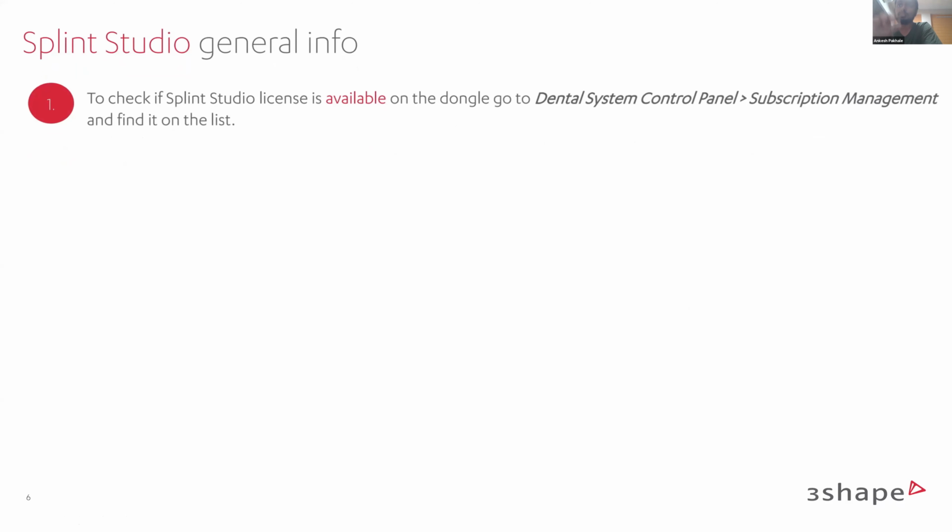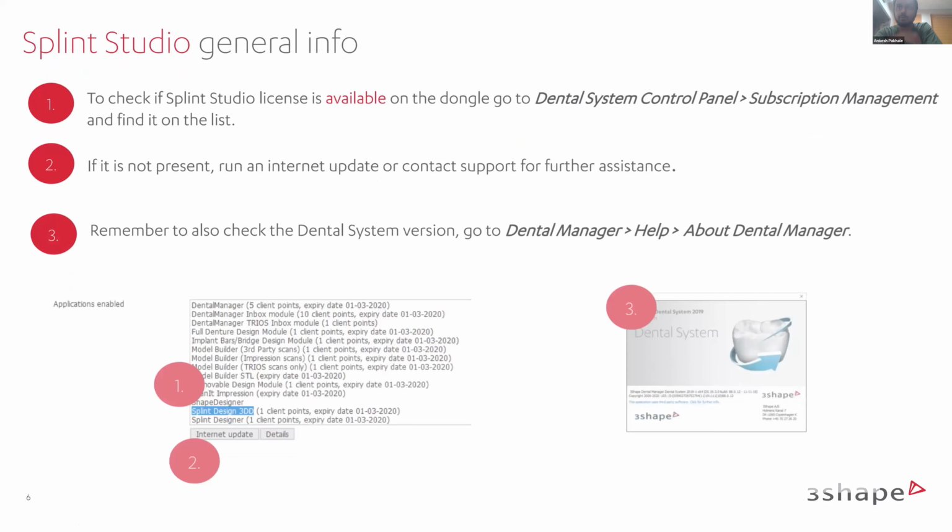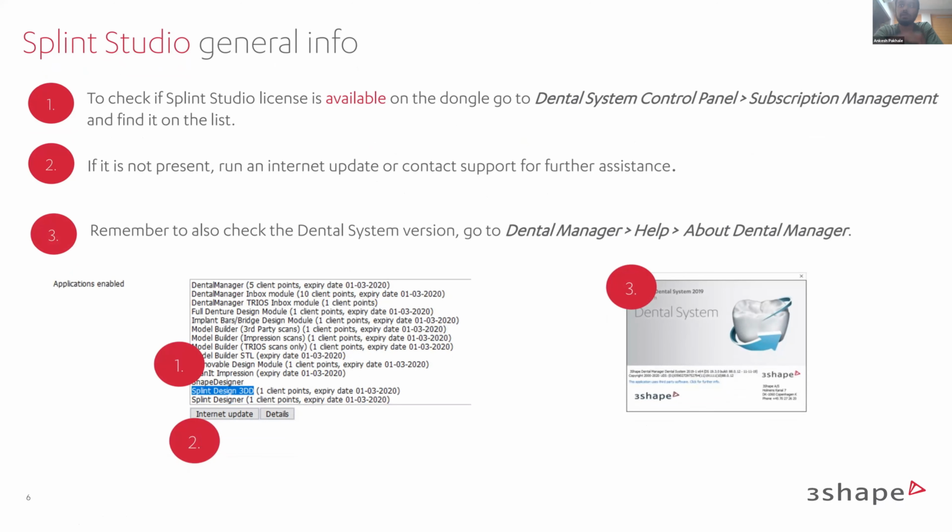Now, if you want to know how you can check, just go to your System Control Panel, Subscription Management, and check whether you have it or not. If you don't see it, you can always ask your reseller support why it's not visible. But yes, I'm continuously saying that it's available from 2019 and above versions. It will be free of cost for Premium and Complete Restorative. And definitely you can check in your Dental Manager. All these steps you can see on the screen are exactly how you can check. You just need to ensure you have 2019 and Splint Design 3D available.